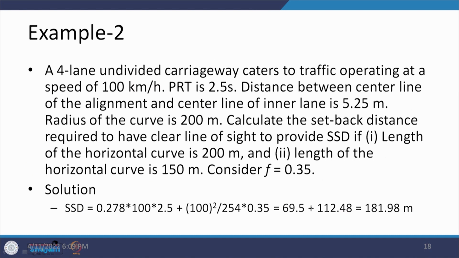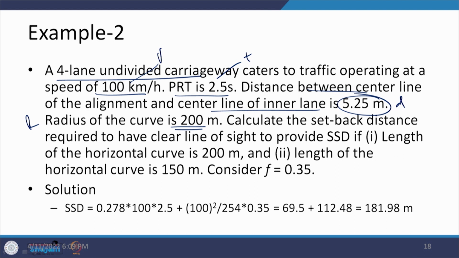In this example, we have a 4 lane undivided carriageway, and traffic is moving at a speed of 100 kilometers per hour. The perception reaction time is given as 2.5 seconds. If you remember, we talked about it in SSD. The distance between the center line of the alignment and the center line of the inner lane is given as 5.25 meters, that is, a small d is given to us. This is a small t, this is capital V. The radius of the curve is 200 meters. So, r is given here.